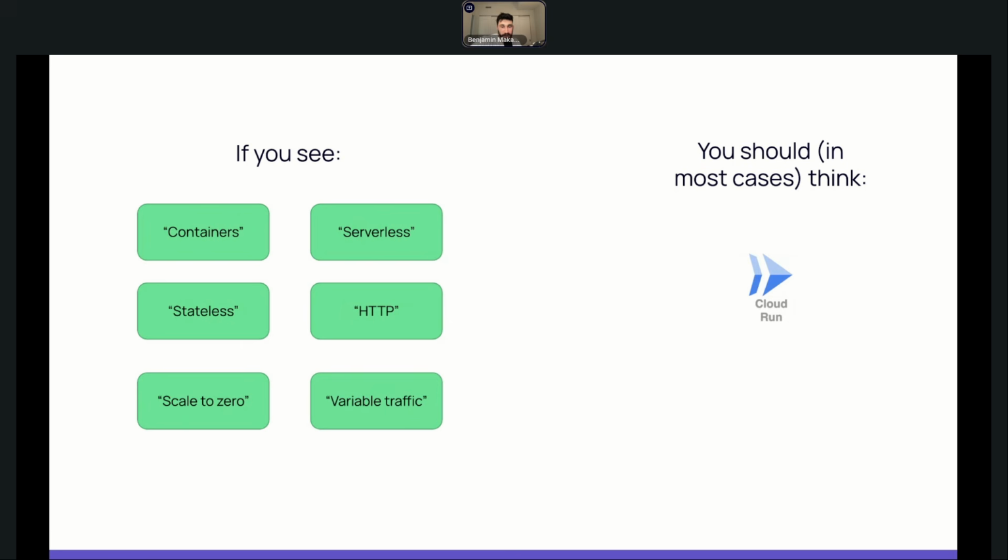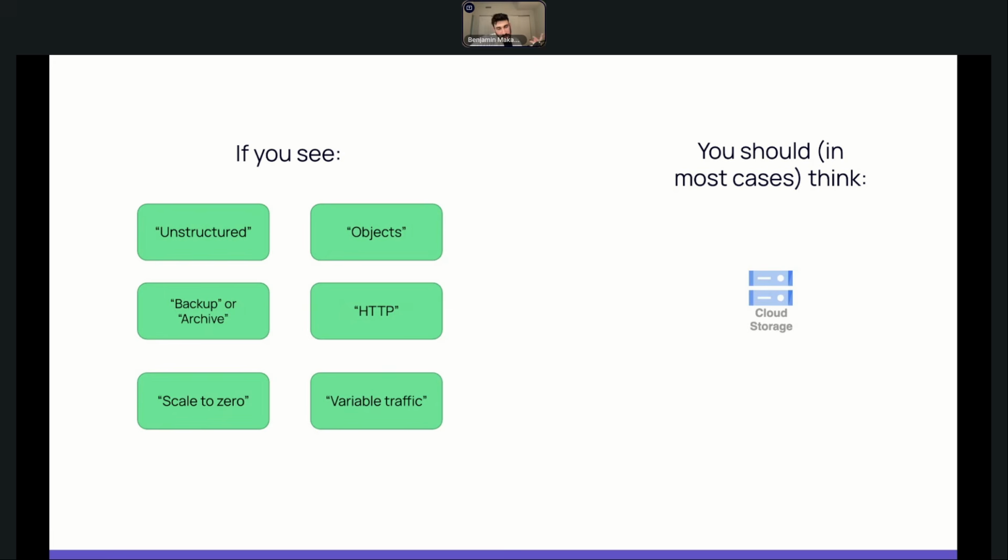And again, this is showing up not just in the Cloud Developer exam or the Cloud Architect exam, but even in the data engineer exam, because Cloud Run is becoming more and more popular, something that GCP is pushing. It's actually one of the reasons that people move from AWS or Azure to GCP, because Cloud Run is such a great service. And so if you see any of these terms, definitely think of Cloud Run.